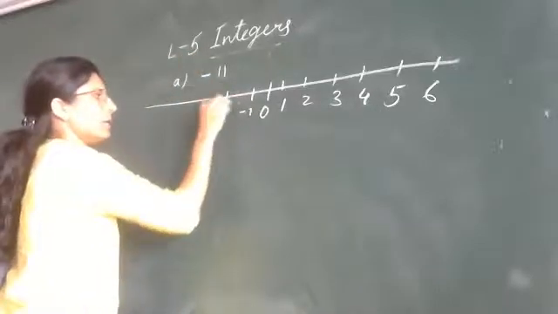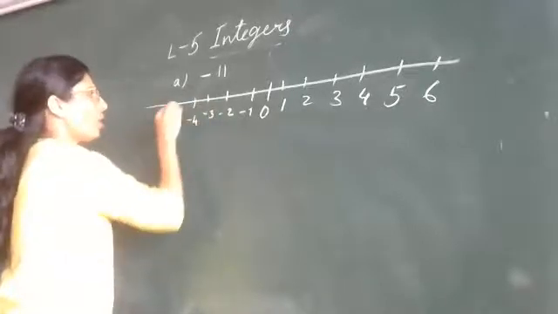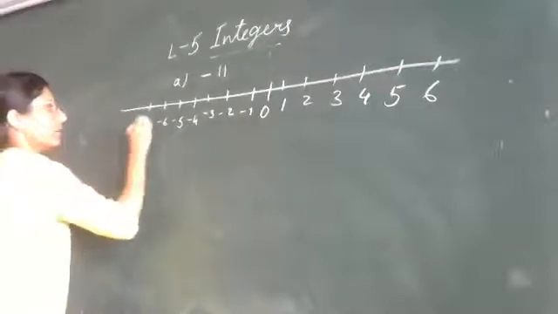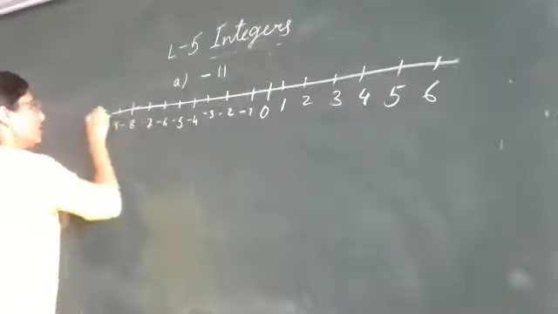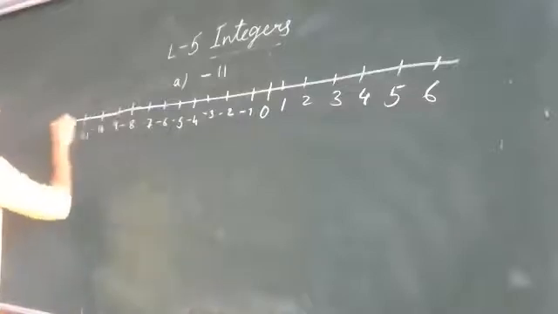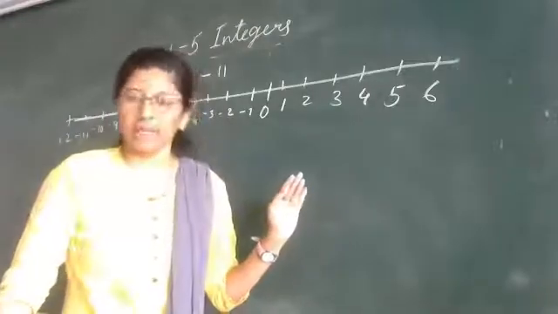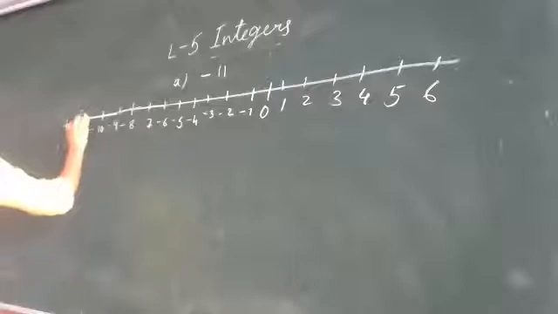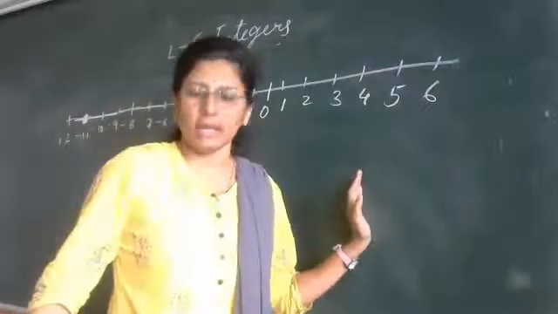So here, minus 1, minus 2, minus 3, minus 4, minus 5, minus 6, minus 7, minus 8, minus 9, minus 10 and minus 11, minus 12. So they are telling us to represent minus 11 on a number line. So where is minus 11? Here. So we can circle this. Okay? You can easily represent it now.